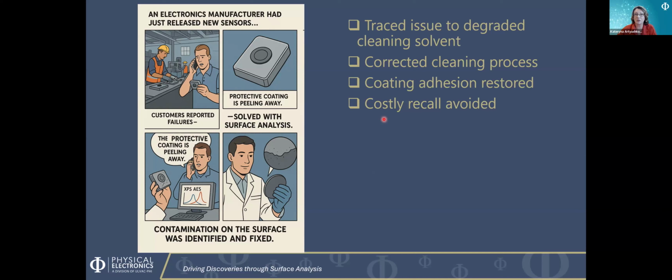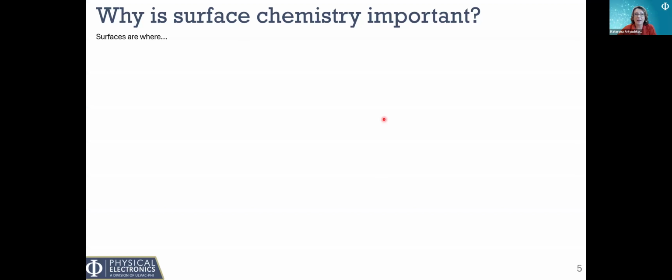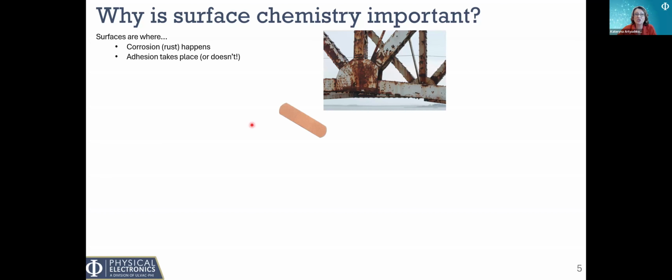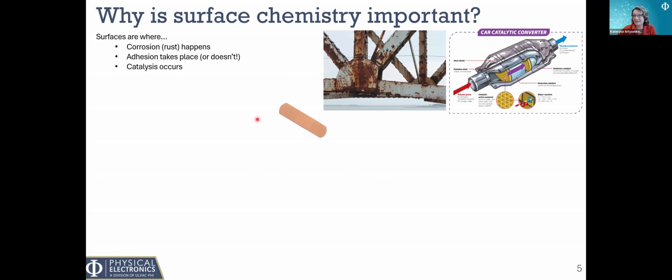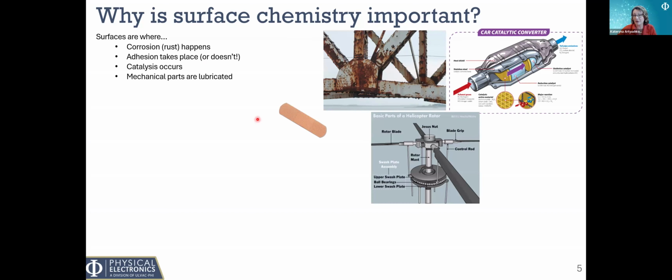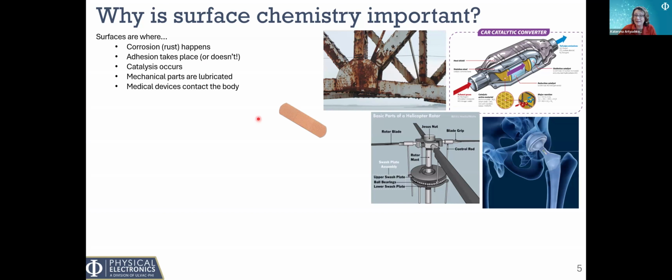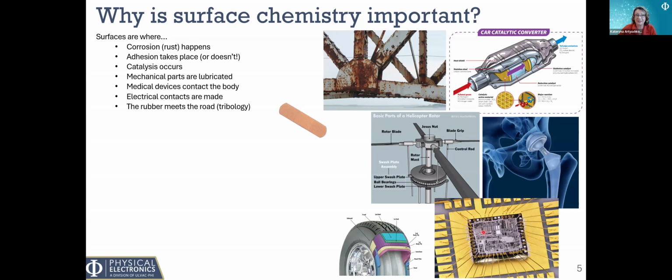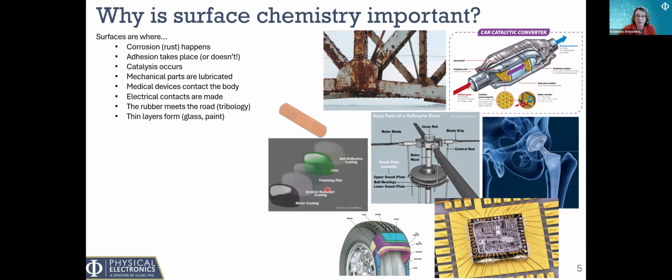So why are surfaces so critical? Well, they are everywhere. They are where corrosion happens and where adhesion takes place, like in the fictional example that I just showed. Catalysis happens at the interfaces of catalyst particles. Mechanical parts are lubricated at the surface when they are in contact. Medical devices implanted in the body have an interface with the body. Electrical contact is made at the surface. Where the rubber meets the road, tribology happens at the surface. Thin layers form, whether multi-layer thin films or paints.